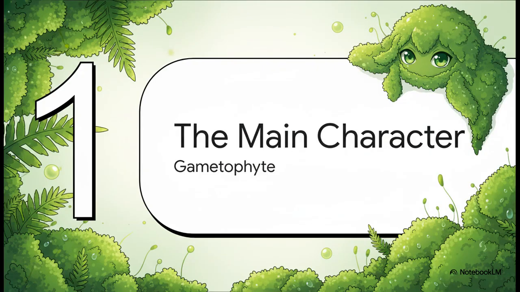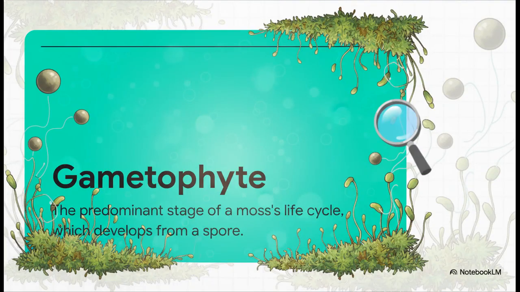So, to understand the story, we need to meet our main character. This is the part of the moss we see most of the time, the dominant part of its life. It's called the gametophyte. Pretty much all that green stuff you actually think of as moss, yeah, that's our hero right there. So the key thing to get here is that the gametophyte is that main leafy plant that kicks off its whole life from a single tiny spore. It's the foundation, the very bedrock of the entire moss life cycle.